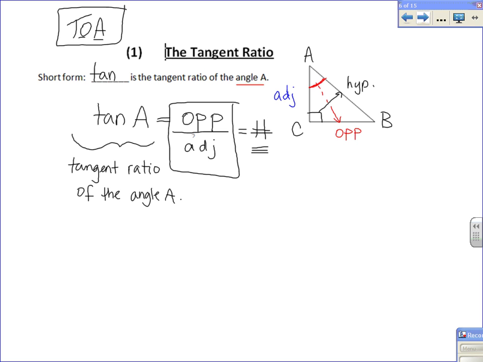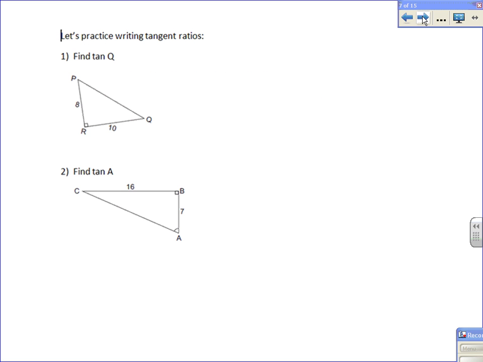Okay, let's do an example with some numbers. On your notes here, you have a couple of triangles where they want you to solve for the tangent of some angle. Let's do the first one. We've got angle Q, and here is angle Q right here. Notice that it's asking me to find the tangent of Q. So Q is the angle that I'm interested in, and that's going to help me label my triangle.